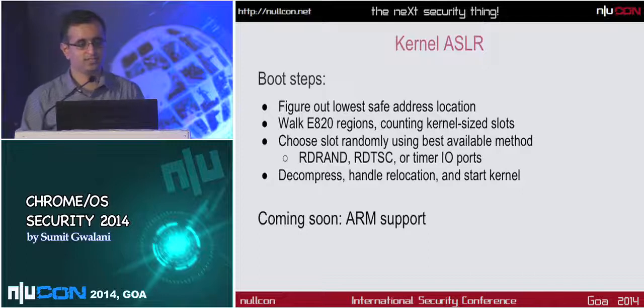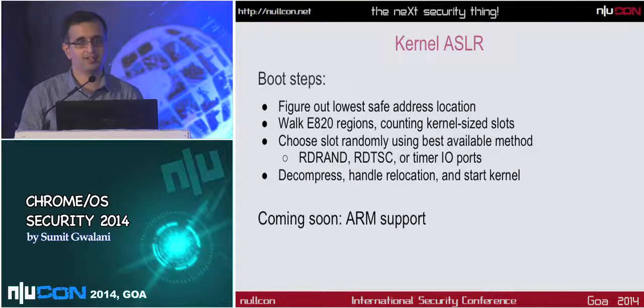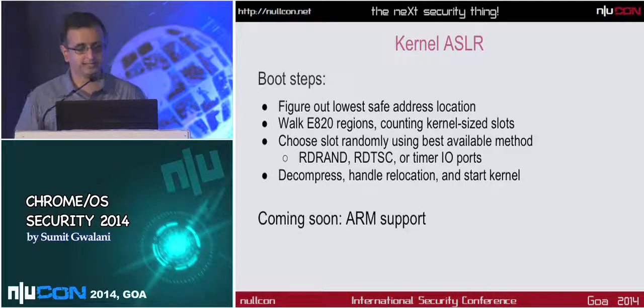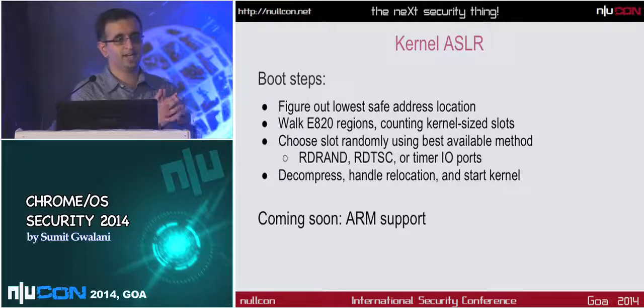This is simple stuff. Walk the E820 regions to identify what is the best place to put it. You can use hardware functions like RDRAND or anything else to randomize which location we are actually setting up the ASLR with. We don't support ARM yet. It's only Intel support added. For ARM devices, we hope to add support again this year.